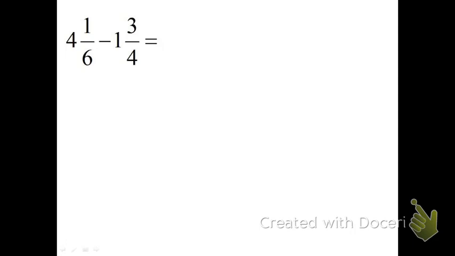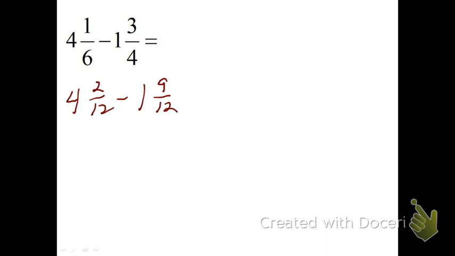All right, 4 and 1/6 take away 1 and 3/4. Okay, with this one, my common denominator is going to be 12s. Now, watch what happens with this one. When I turn this into 12, I get 4 and 2/12. Take away 1 and 9/12. All right, I can't subtract 9/12 from 2/12. I'm not going to get a negative here.